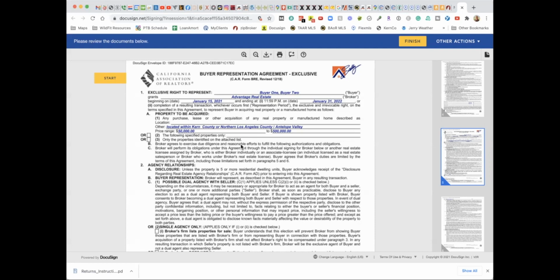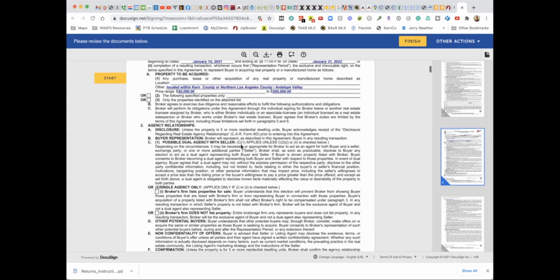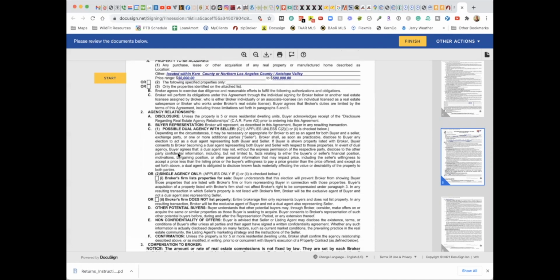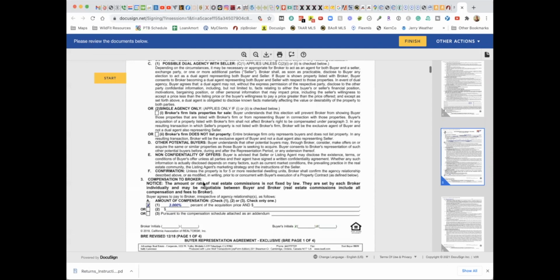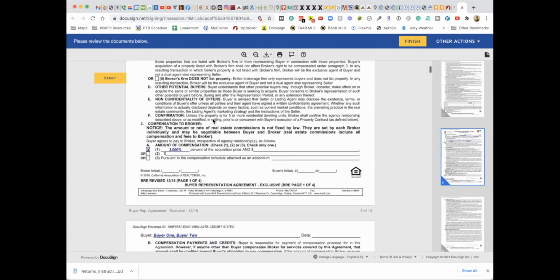Now, if that's not your price range, we get it. We understand what price range you really want. This is just boilerplate to be able to establish the relationship that lets me represent you most effectively. So again, here it talks about agency relationships. Could be a single agency only, but I really recommend not doing that because it limits the things that are available for you. The next thing that's required in order to be a valid contract is compensation.